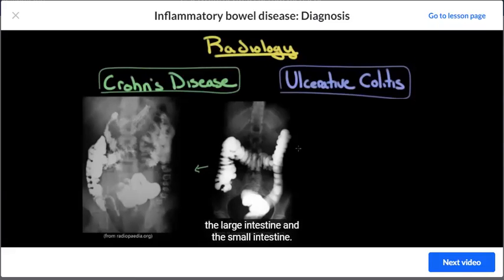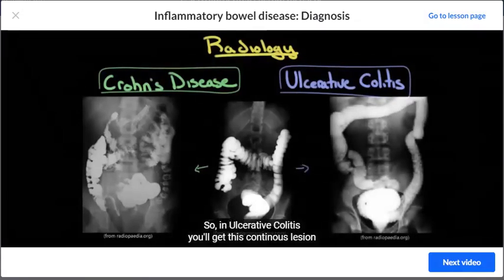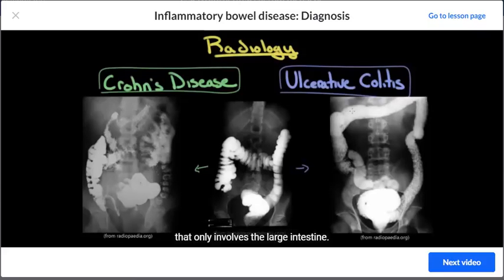So this is characteristic of Crohn's disease, which are those skip lesions that occur both in the large intestine and the small intestine. Whereas the findings of a barium enema for ulcerative colitis are fairly different. So in ulcerative colitis, you'll get this continuous lesion that only involves the large intestine. So notice that there's no gaps of inflammation. The entire intestine is involved, and then you get a fairly normal small intestine afterwards.